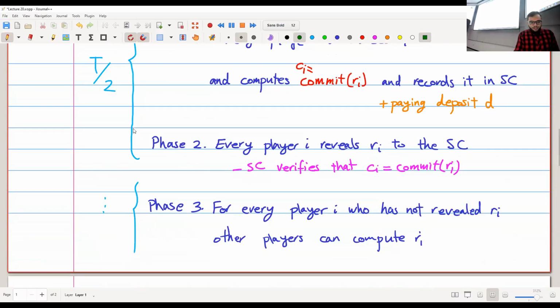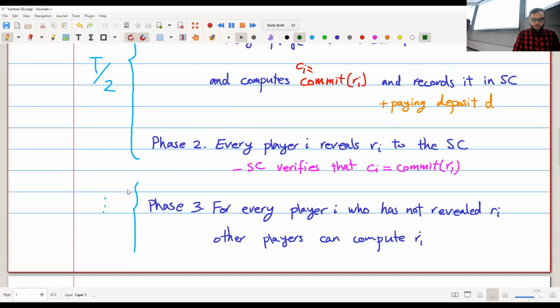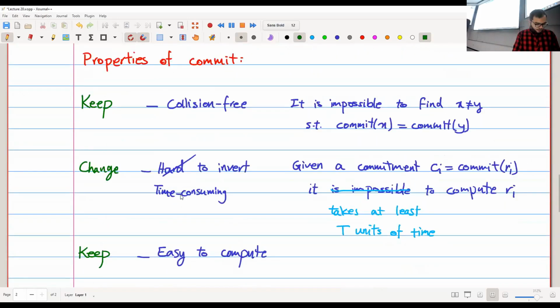And then after phase 2 ends, we have a bunch of cheaters. We have a bunch of people who have not revealed their value of Ri. But then now we have all the time in the world. And we can wait for the other people to actually compute the value of Ri that the cheaters did not disclose. And when someone else discloses the value of Ri, again, the smart contract can verify that this is the right value. So the verification is always super fast, but the computation is time consuming. Okay. So this is the kind of function that I like.